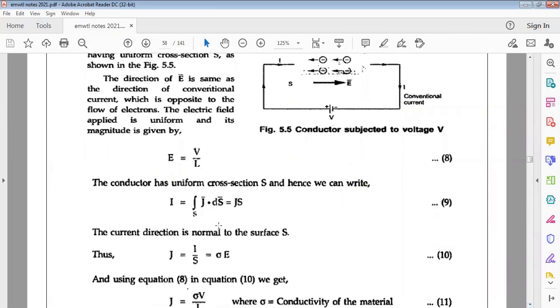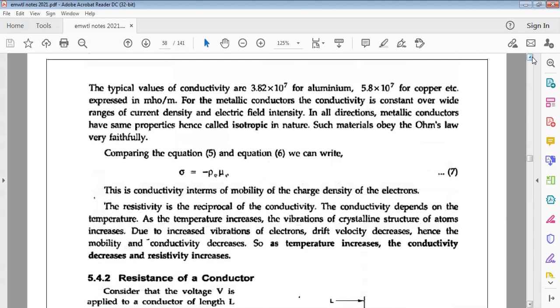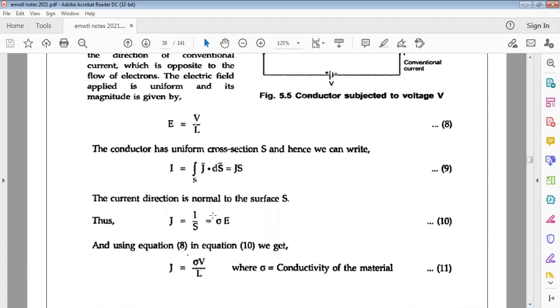Using this relation, I is equal to J S, so J is equal to I by S, which is equal to sigma into E. This is the point form of Ohm's law: J is equal to sigma into E. And E is equal to the applied voltage by the length, V by L. We know I is equal to J into S.